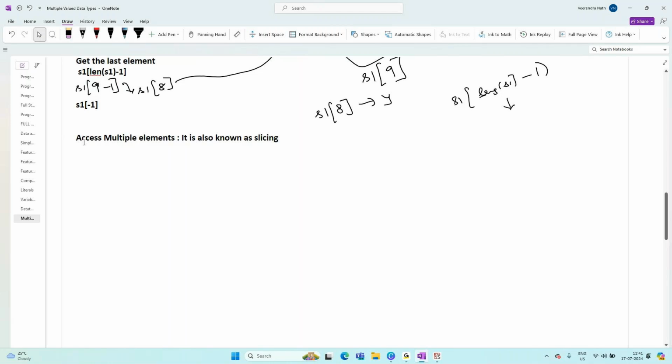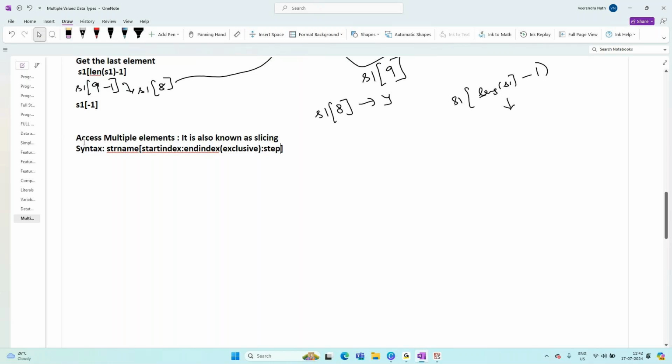Slicing. So what syntax do we use for this slicing, sir? The syntax is going to be the str name, then start index colon end index. The end index will be exclusive. Remember this. And here we are going to give the step.